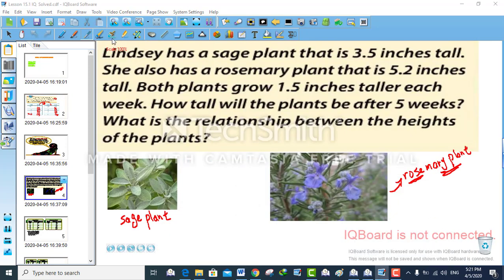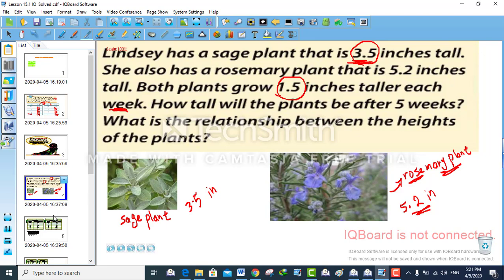Here we have Lindsay has a sage plant that is 3.5 inches tall. She also has a rosemary plant. Here is the sage plant, which is 3.5 inches. The other one, the rosemary plant, is 5.2 inches tall. Both plants grow at a rate of 1.5 each week. So after each week, we should add 1.5 more.